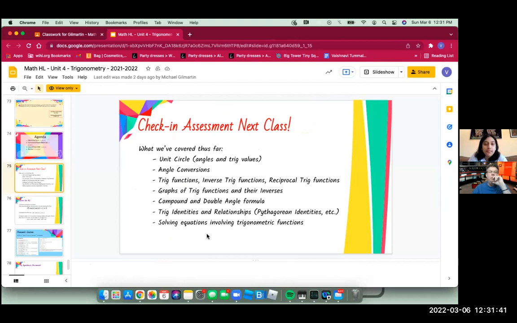All right. You're good with unit circle. Angle conversions from radians to degrees and degrees to radians. Easy, yeah. We know the inverse trig functions and reciprocal trig functions. Inverse is just finding the angle instead of the ratio. And then reciprocal is your sine and your cosecant, cosine and secant, and so on.